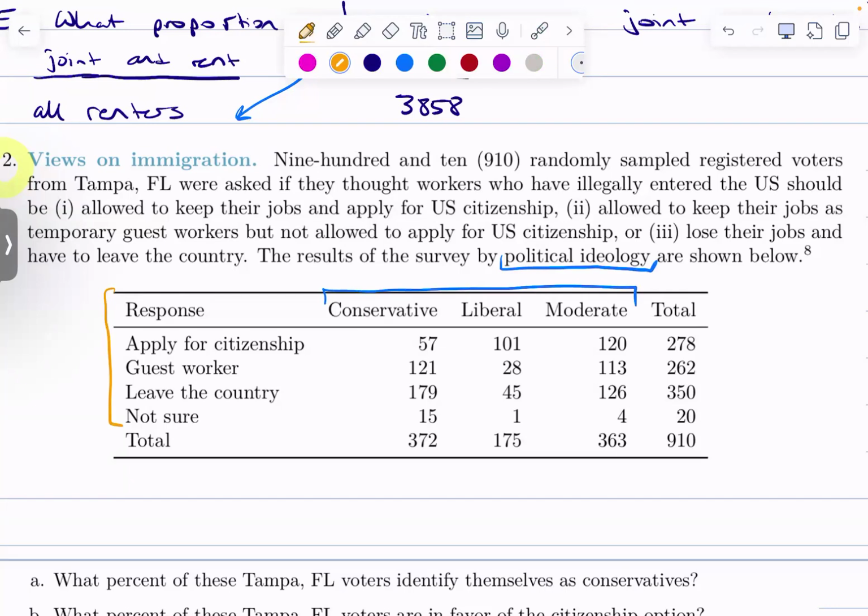And let me map this out. This was called 1, allowed to keep their jobs. This was 2, leave their country. 3. And then not sure is, well, none of those, but it was an option, right? If you're designing a survey, you should always have a not sure or not applicable column, just so you don't have any missing data.